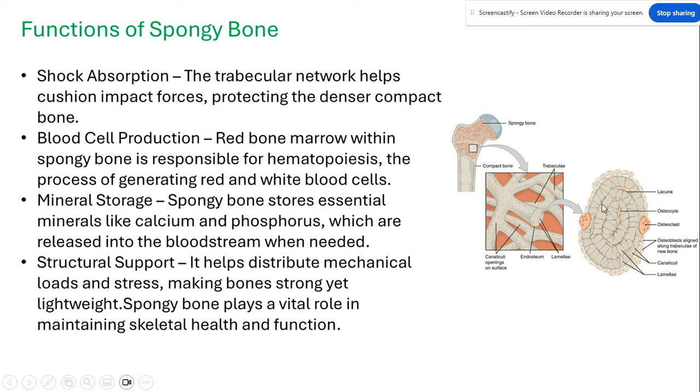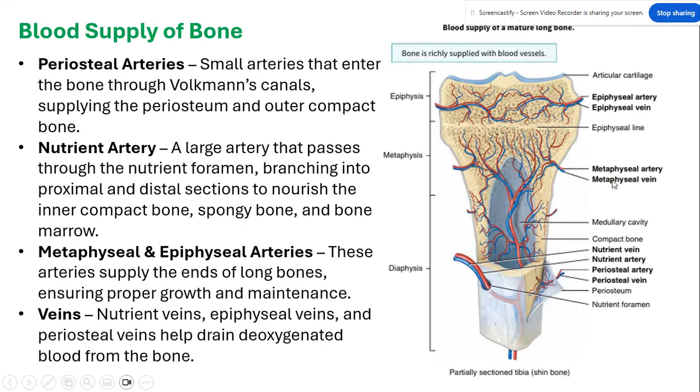As you can see here again, trabeculae, endosteum, lamellae, canaliculi, openings on the surface. These here are again lamellae. Osteoblasts align along the trabeculae of the new bone. These are all the osteoblasts. This is an osteoclast. These here are osteocytes. These are lacunae. So what is the blood supply of bone?